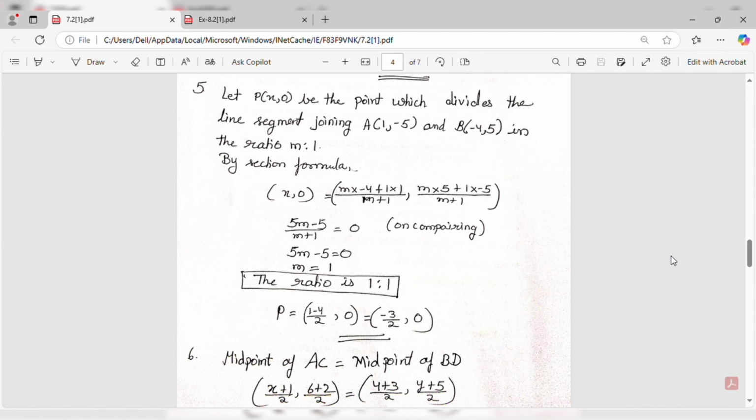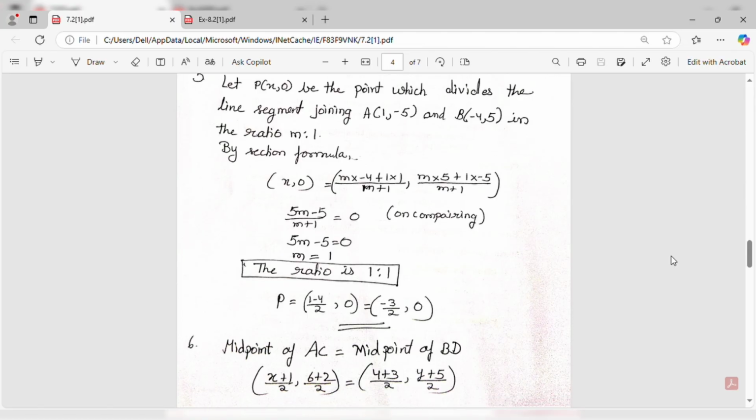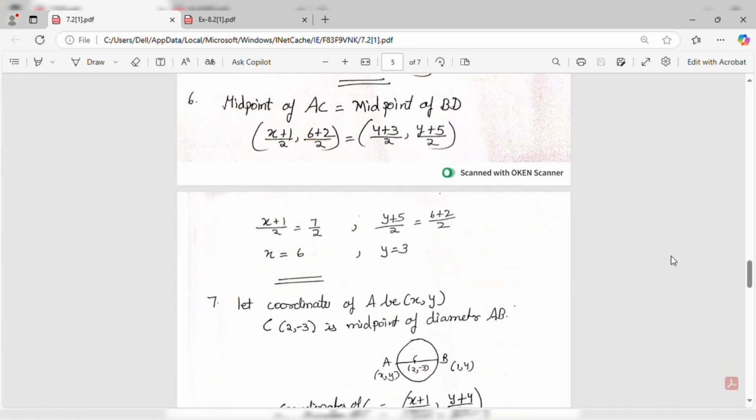We will compare the y coordinates on both sides and we will get m as 1. So the ratio is 1:1 and coordinates of P would be (minus 3 upon 2, 0).